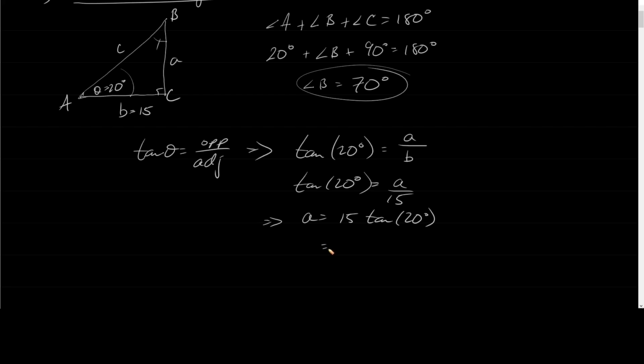So when I plug this 15 times tangent of 20 degrees into the calculator, I end up with the value of 5.459553514. Now in our instructions, it didn't say what to round it off to. So I'm going to round it off to 2 decimal places and say this is approximately equal to 5.46. Now, that was side a. We still need to figure out side c.